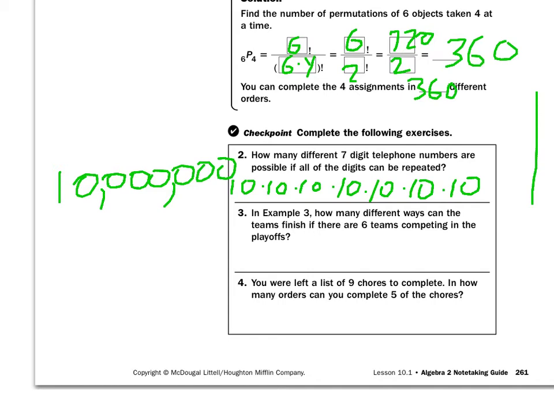Now, we know that you can't have numbers like 911 and all that stuff. Your phone number can't spell out a bad word. So there's a lot of things that they'll make sure that you can't have on your phone numbers. But 10 million would be the answer.